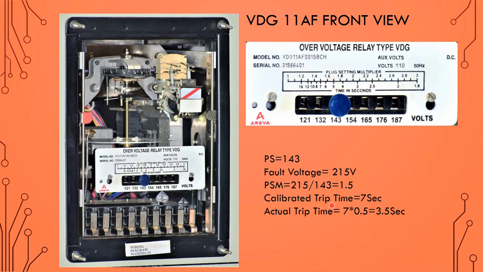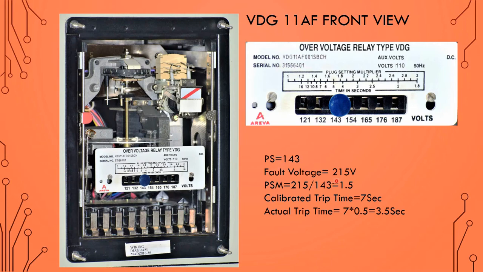Here one example is given. Let us see how we calculate the trip time by seeing this table. So as you can see here in this scale, 143 is already selected as a clock setting. As I told you in the electromechanical case, why it is clock setting, because this is a plug. We can remove the plug and we can insert into 121, we can insert into 132, we can insert into 143, any terminal as per our requirement. So right now it is inserted to 143 volt. So our clock setting is 143 volt.